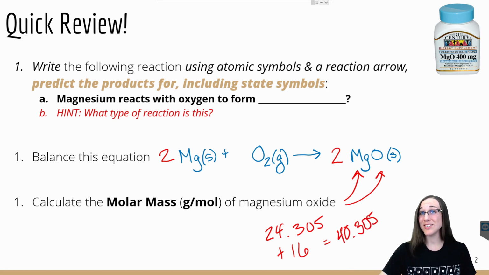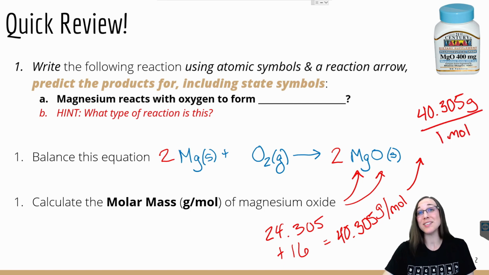Now remember, we can't just send this number out into the streets all naked. We have to give it units, and that would be grams per mole. Another way that we write that is 40.305 grams per 1 mole. Those are equivalent ways to write this conversion factor of molar mass. Now, why did we do this quick review?